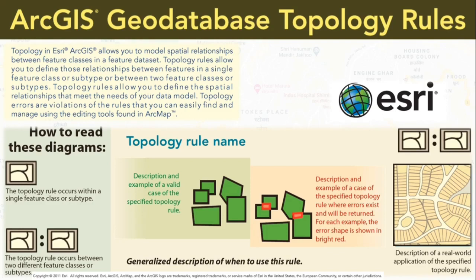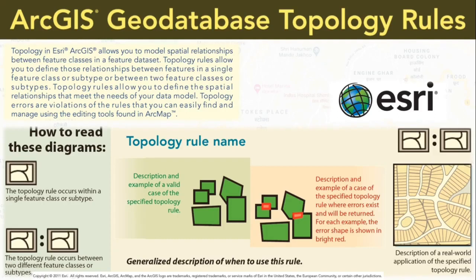So, topology rules allow you to define those relationships between features in a single feature class or subtype, or between two feature classes or subtypes. So many topology rules can be imposed on features in a geodatabase.